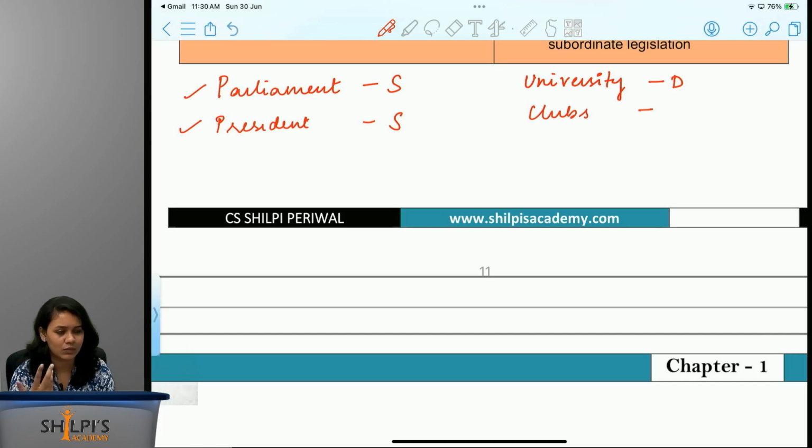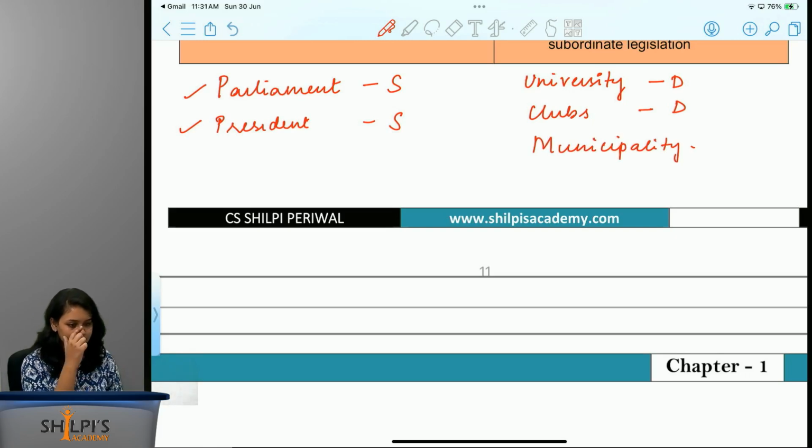Simple rule: what are clubs? Clubs are just created by us. They're not some lawful authority, but we have to follow their rules. So it's delegated legislation. Now, what is a municipality? Corporation? What is a corporation? Can you think of where they get their power from? They come under the state government, okay? So are they supreme or delegated?